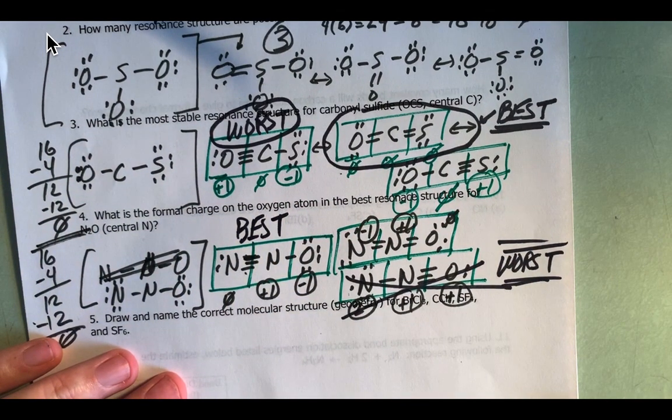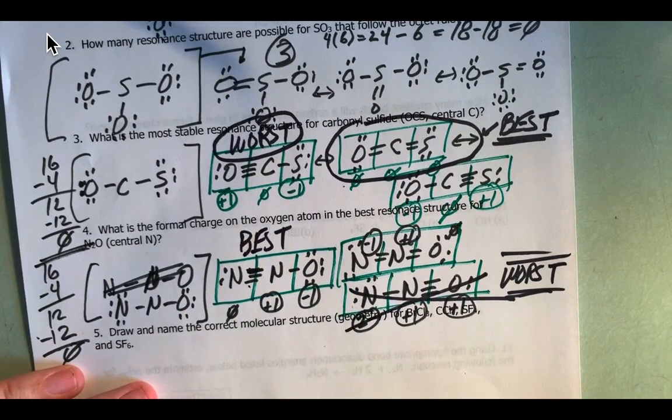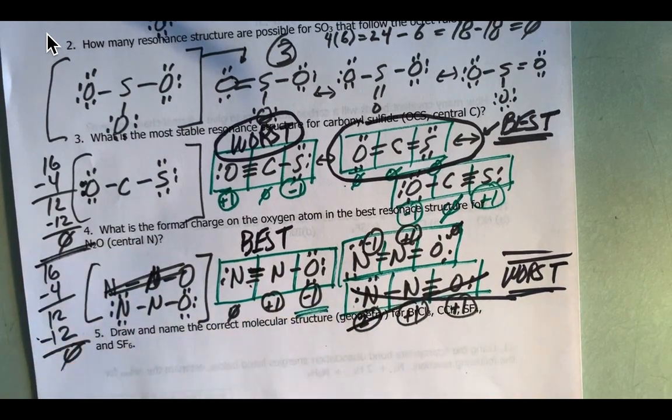And the actual question asks, what's the formal charge on the oxygen atom in the best resonance structure for N2O? And so right here is our answer. That's a -1 charge.